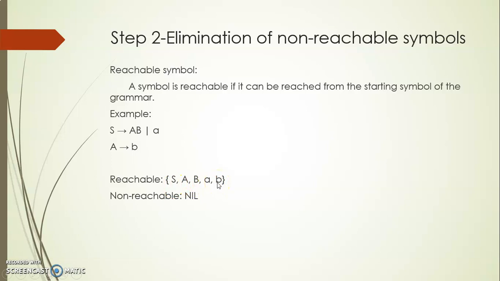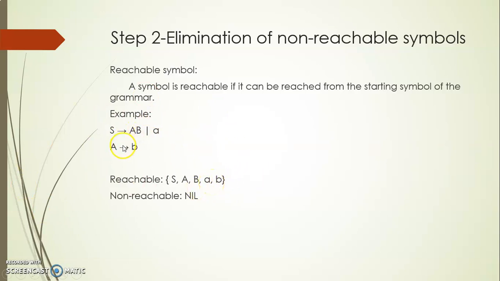There is nothing new about it. So there is no non-reachable symbol. I am repeating again. By default, you have to include the starting symbol of the grammar as a reachable symbol. After including the starting symbol as the reachable symbol, we can include all the symbols present in its expansion. What are the symbols present in its expansion? A, capital A, capital B, small a. So that I have to include.